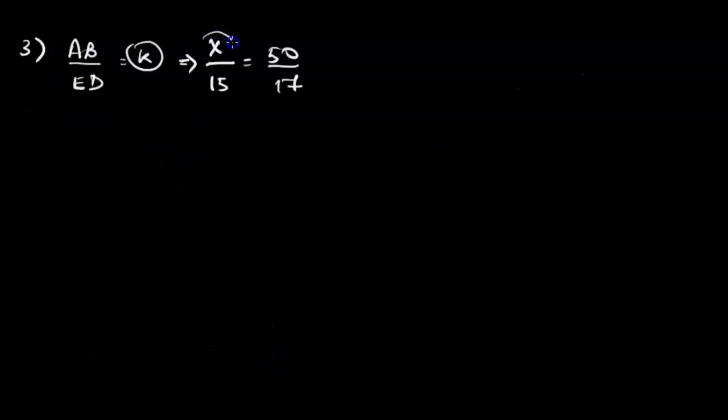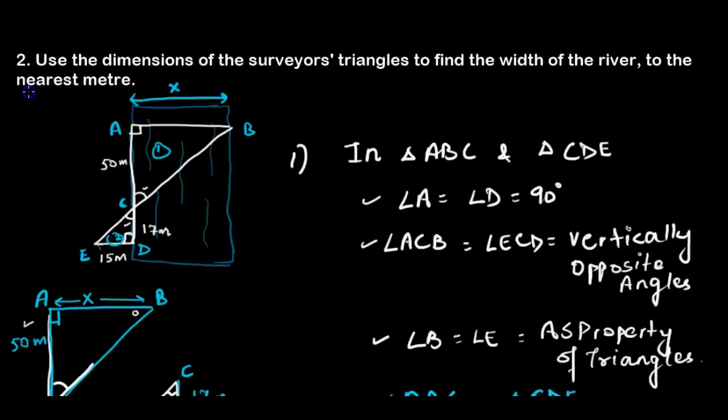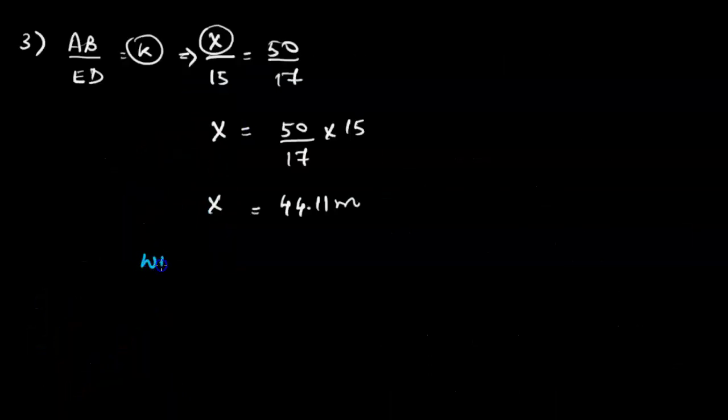In order to find the value of X, we would isolate X. So we have 50 divided by 17 times 15. And that is equal to 44.11 meters. The question wants us to find the answer to the nearest meter, that means to the nearest whole number. Therefore, the width of the river is equal to 44 meters. And that's the answer to the question.